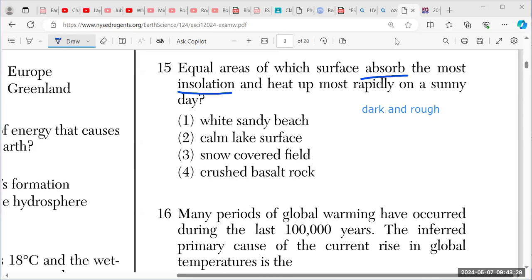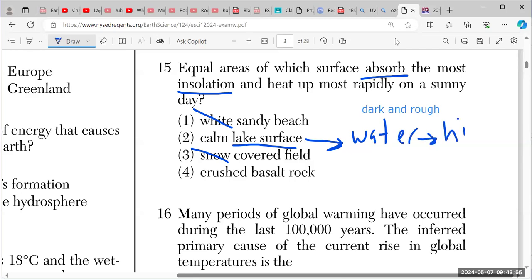we can cross out choice 1 and 3. Why? Because they are lightly colored objects. And then when I look at choice 2, calm lake surface, remember that water takes a long time to heat up because it has a high specific heat. And so therefore, objects that are dark and rough, my best answer would be choice 4.